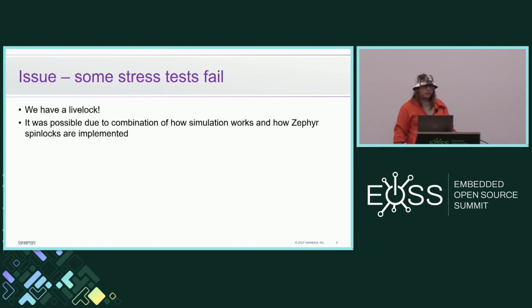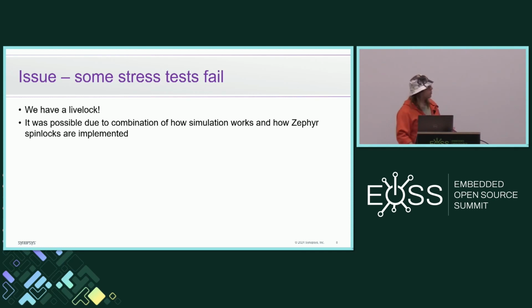And after a portion of debugging, we found that we bumped into a livelock. And it was possible due to the combination of how our simulation works and how Zephyr spinlocks are implemented. Obviously, you can just say, oh, it's just the way our simulation works, let's just forget about it every time we have something failing in our testing environment. Otherwise, even in the best possible scenario, you will end up debugging the stuff on hardware, which would be significantly more challenging. And livelocks sound pretty suspicious.